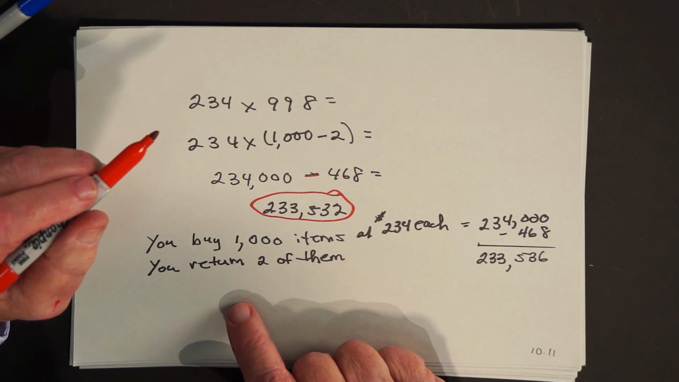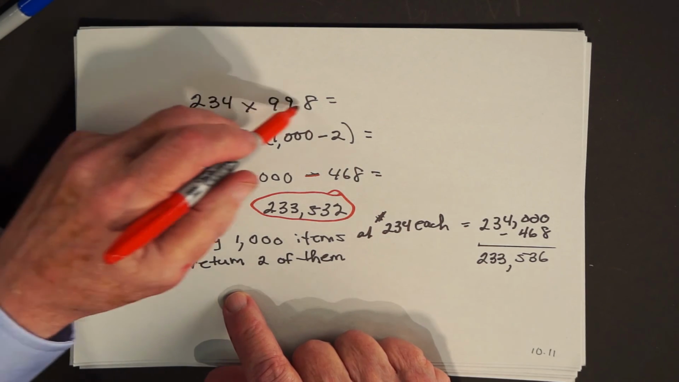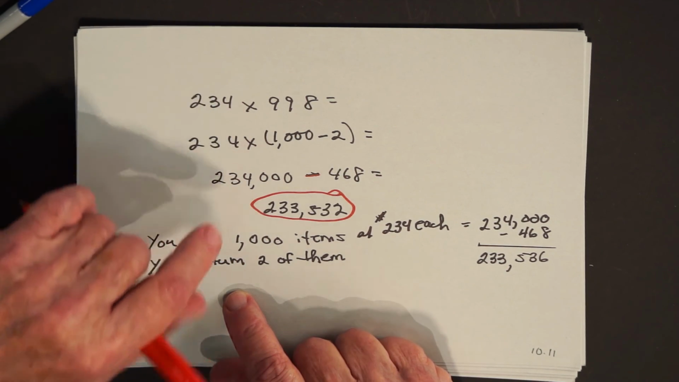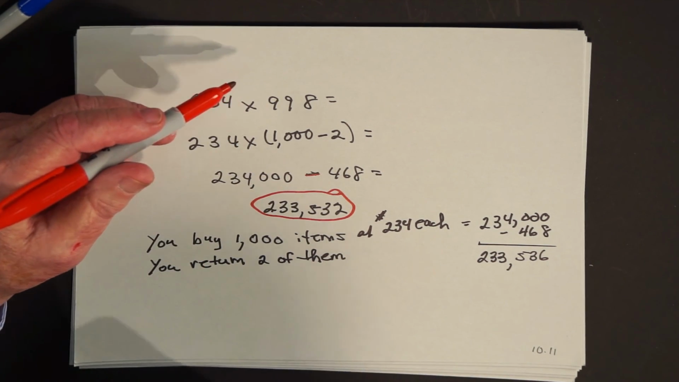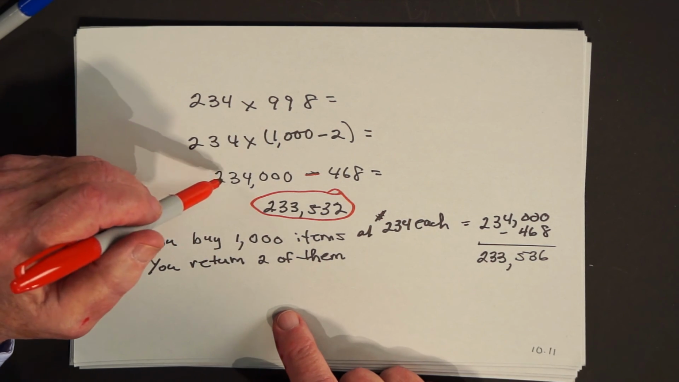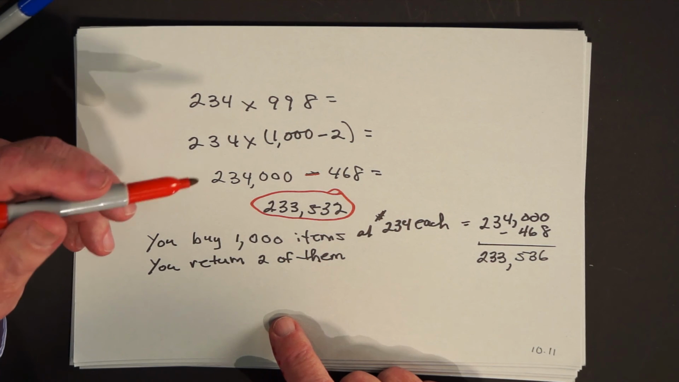And that seems to be a lot easier than doing this. In other words, it gives me a very good estimate for the correct answer. And I know that the answer seems reasonable because the fact that 234 times 1,000 is 234,000, I expect the answer to be pretty close to 234,000.